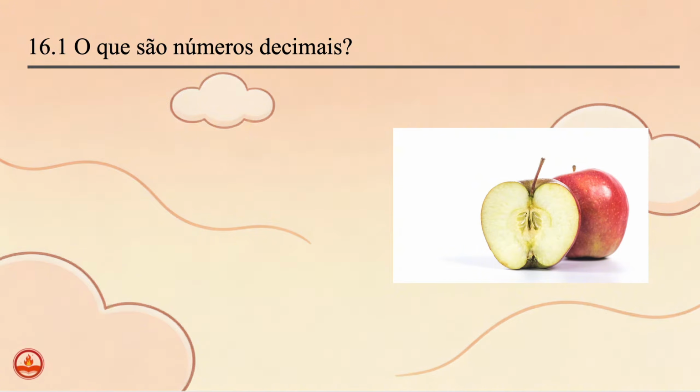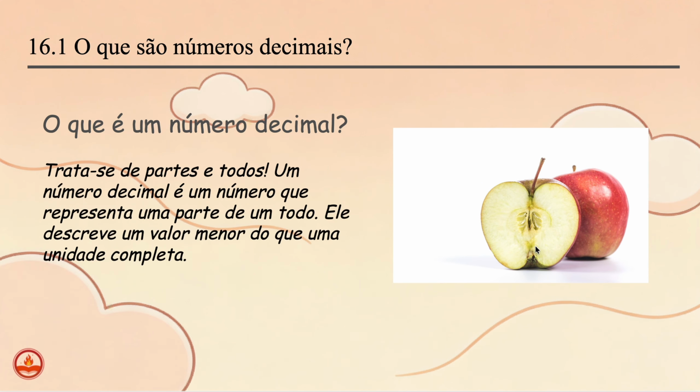And let's think about this apple. If I have a whole apple, we write that as the number 1. But what if I only have a piece of the apple? Like half of it? And that's no longer a whole number. It's a part of a whole. And we use decimals. Decimals help us write numbers for these parts.